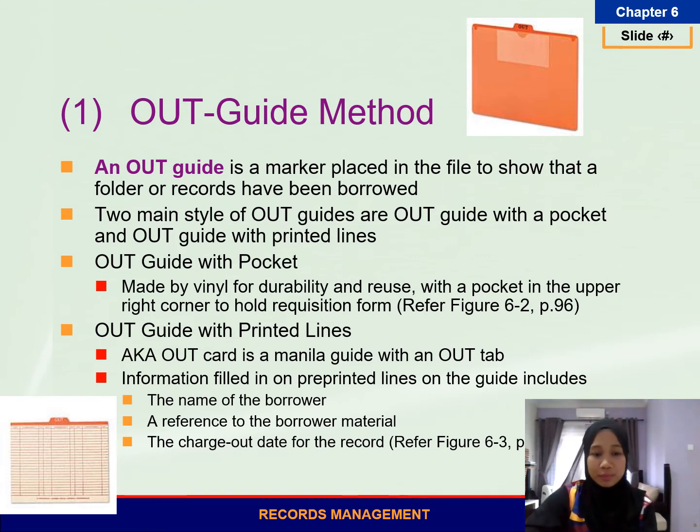Okay, and then kalau outguide with printed line, tengok gambar kat bawah ni, dia kata is a Manila guide with an out tab. Okay, so korang kena masukkan information tu balik, yang requester dah isi dekat requisition sheet tadi, then korang kena isi balik dekat outguide with printed line ni. So the information korang kena isi adalah the name of borrower, a reference to the borrowed material, and the charge out date of the record. Kalau macam outguide with pocket tu, korang senang je lah, just masukkan balik requisition form dalam pocket tu. Tapi kalau outguide with printed line, korang kena write down back the information.